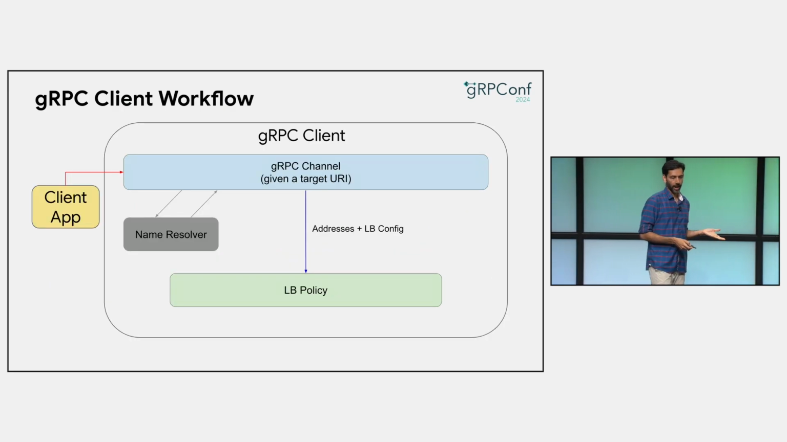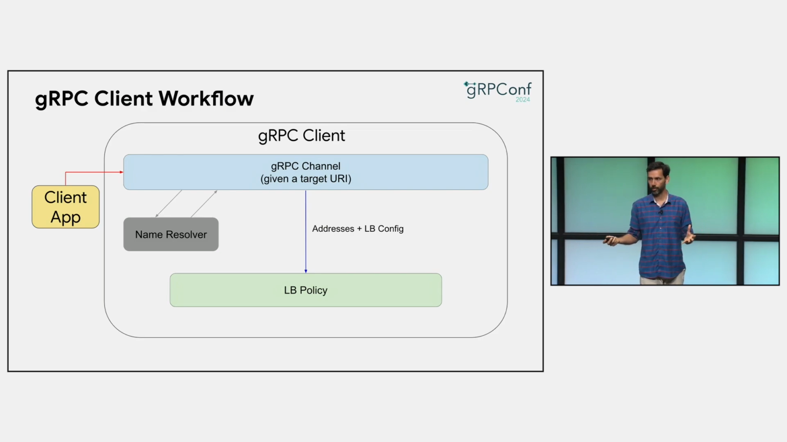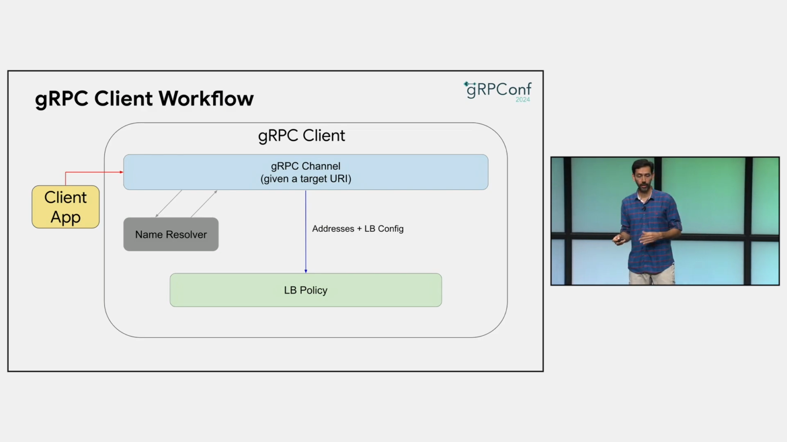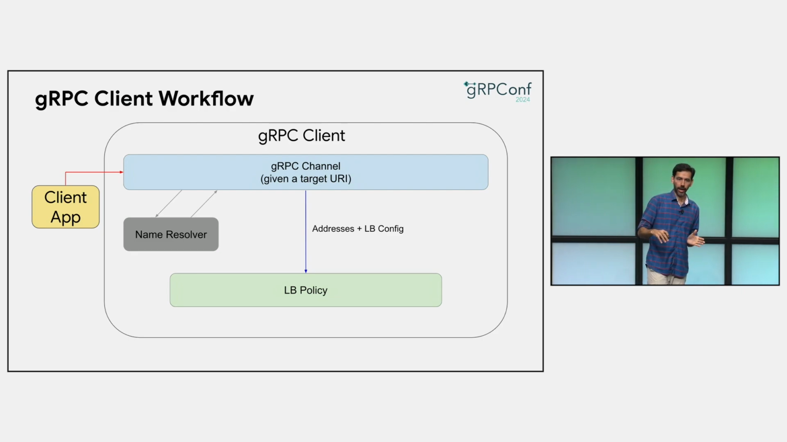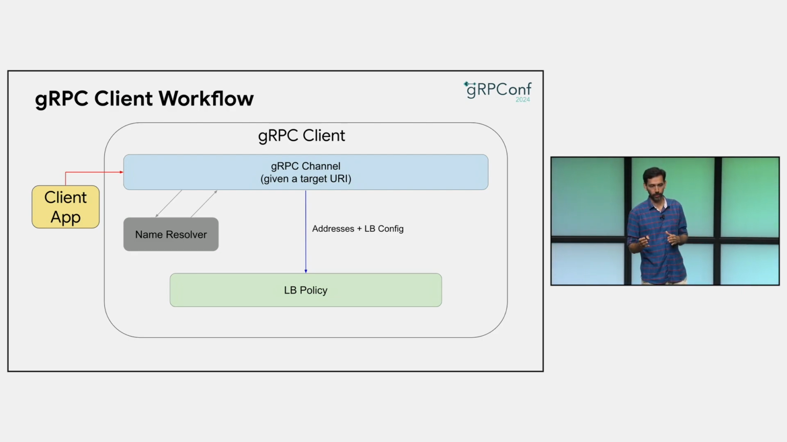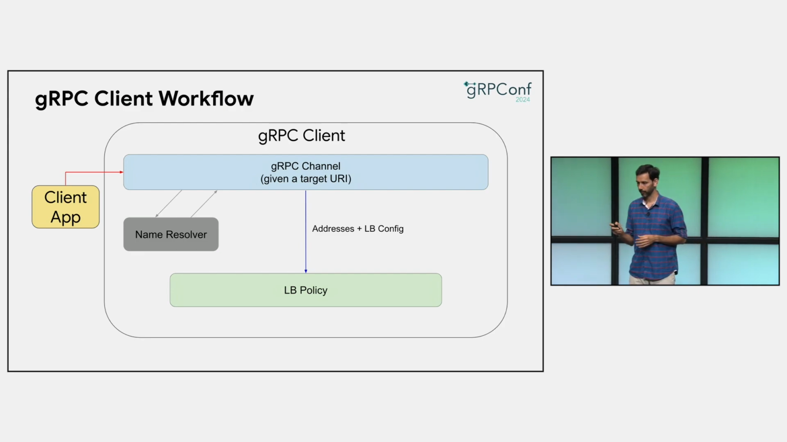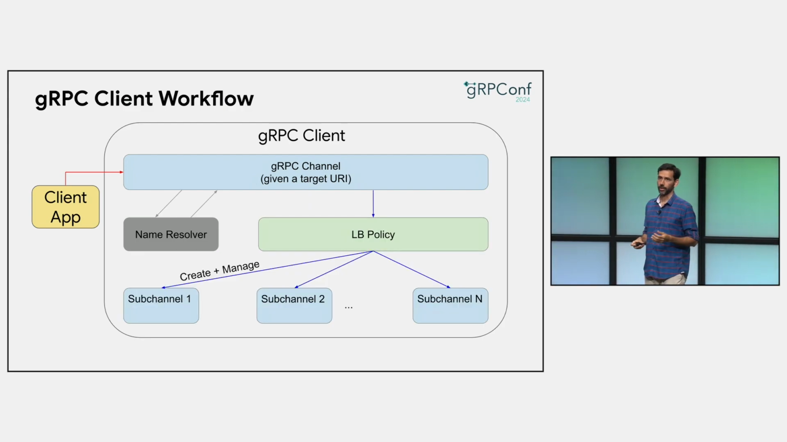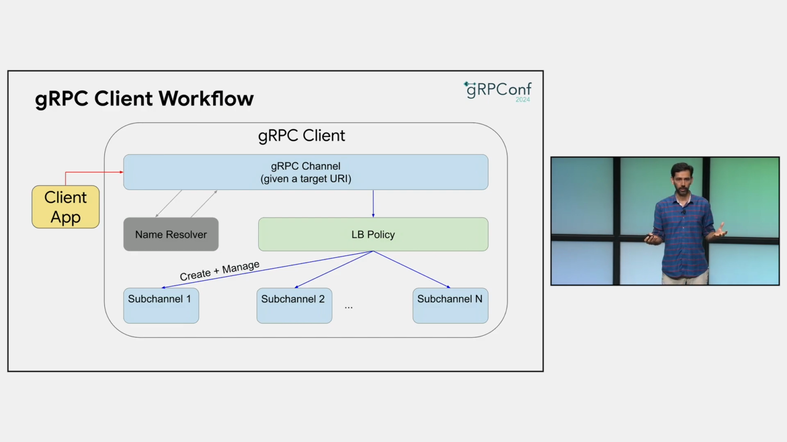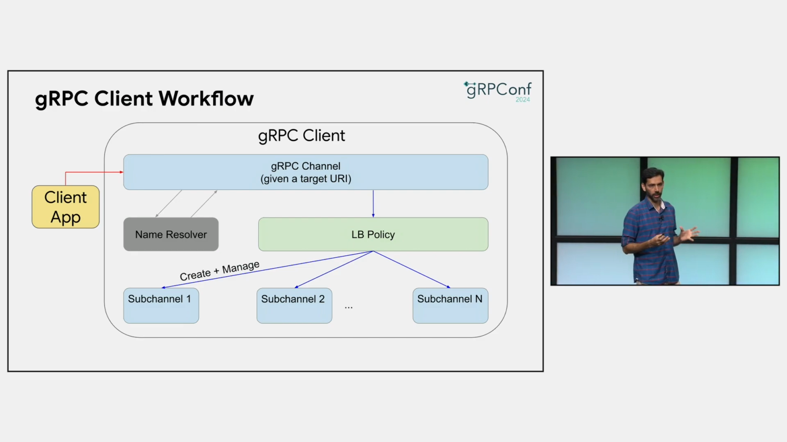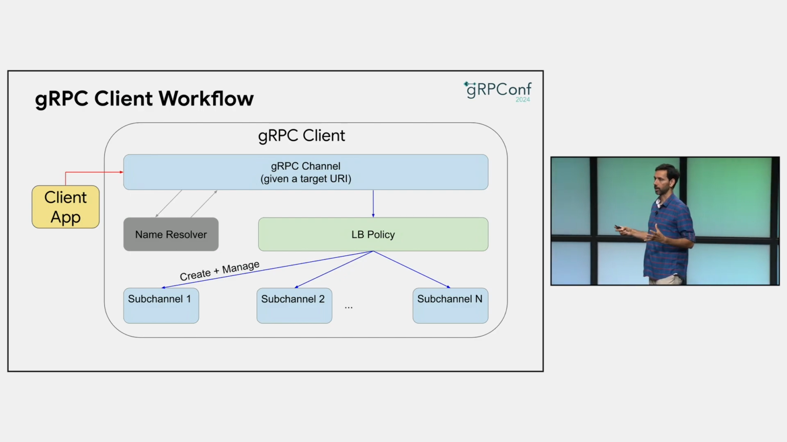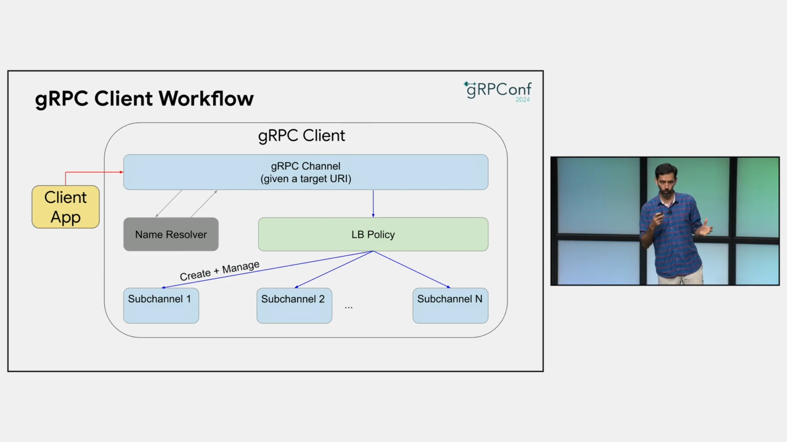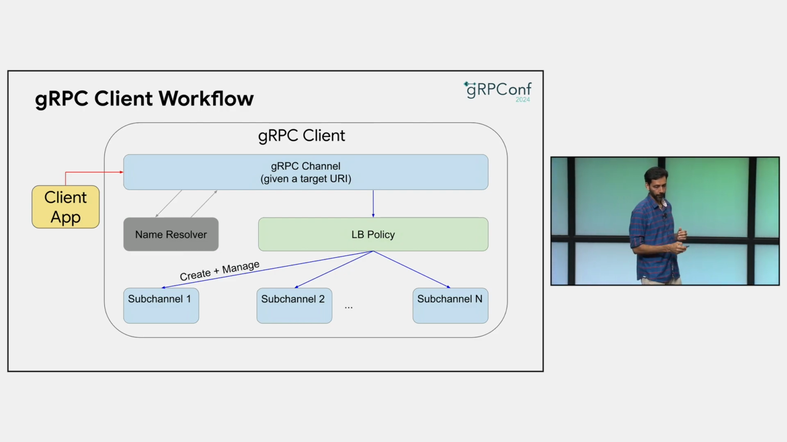Based on that, the gRPC channel creates an LB policy. This is what I meant earlier when I said that gRPC will select an LB policy at runtime. It then passes the addresses and the load balancing config that was given to it by the name resolver. At this point, the LB policy will go ahead and create subchannels to those backend addresses. A subchannel is actually a real connection to a backend server. And the LB policy will be monitoring the state of these subchannels, and it'll manage their life cycle.